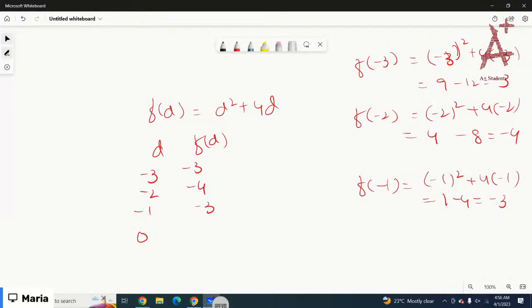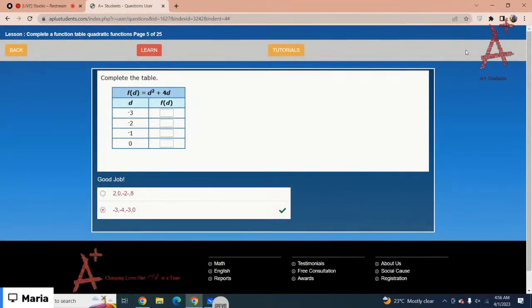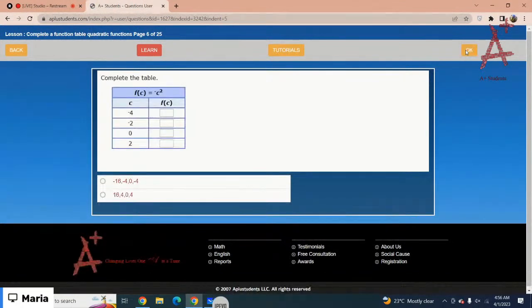Got it? Then replace with a 0. 0 is 0. So it would be -3, -4, -3 and 0. Got it? The second option is the correct option. Got it? Okay, you can complete the test by yourself later today. Let me just move on to the next lesson.